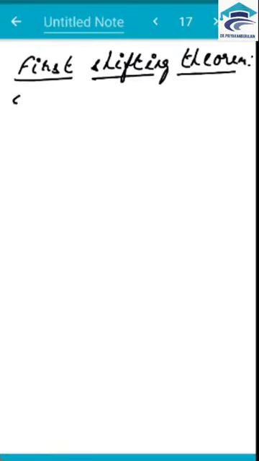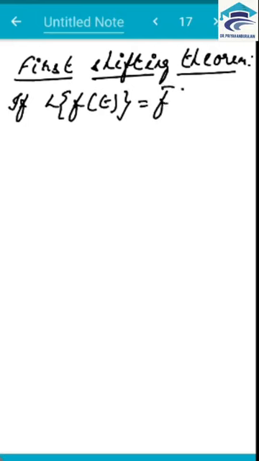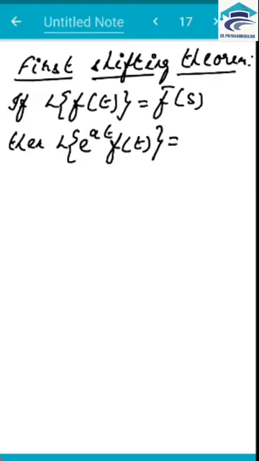This theorem states that if L of f of t is equal to f bar of s, then L of e to the power at f of t is equal to f bar of s minus a. So we have to prove this.